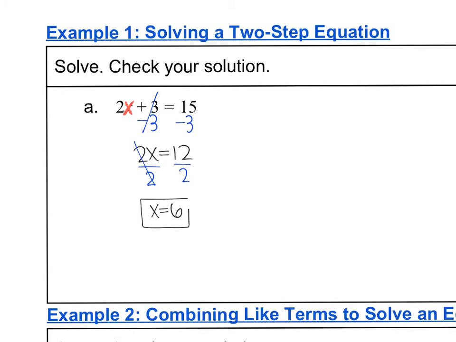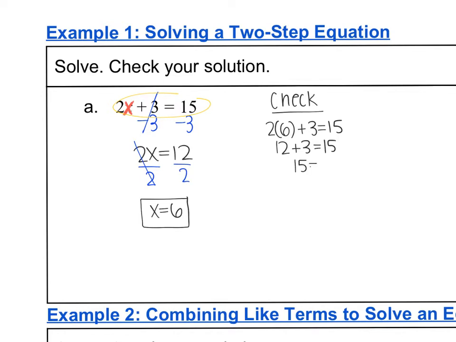Just like before, let's do a quick check here. So off to the side, my check would be going back to my original problem and plugging in 6 for x. So that's 2 times 6 plus 3 equals 15. And 2 times 6 is 12, plus 3 equals 15. And hey, guess what? 12 plus 3 is 15, so it checks out.